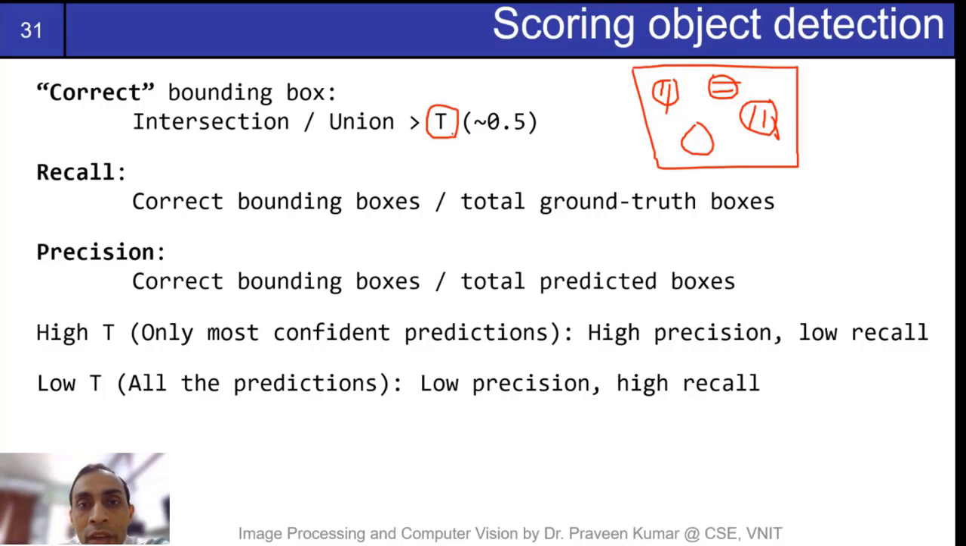If you keep this threshold value very high, let us say close to 0.9, then you will only be getting the most confident predictions. In that case, you will have a high precision, but your recall will get low. You will miss many of the objects which are there in the image. So generally, when you keep a high threshold, your precision increases, but your recall goes down. And vice versa, if you lower your threshold, your precision will become less, but you will get high recall. You will be able to detect most of the objects which are there in the scene.